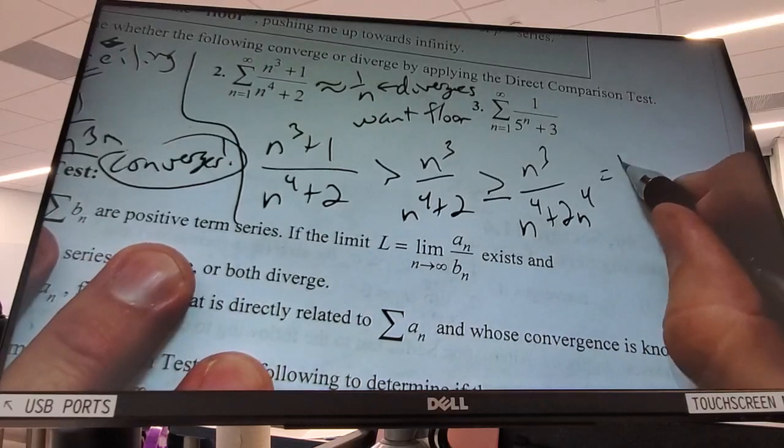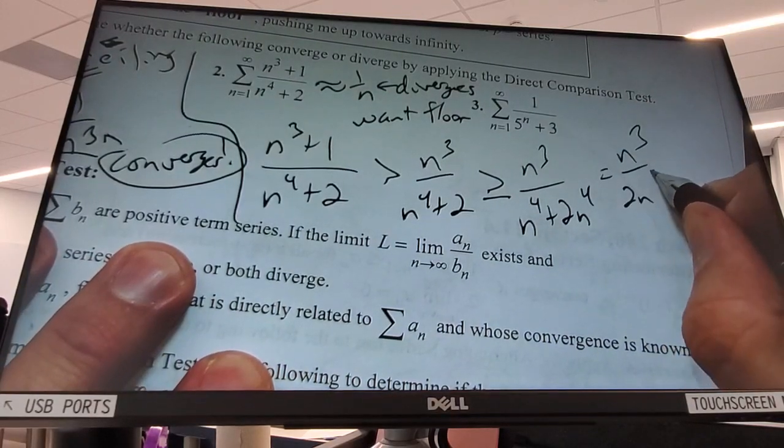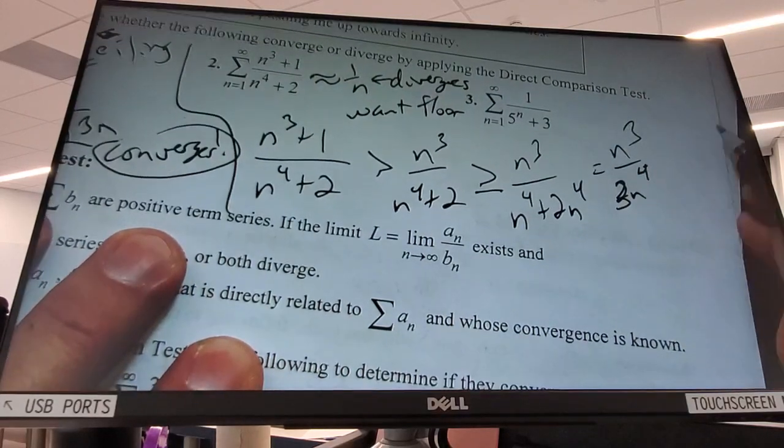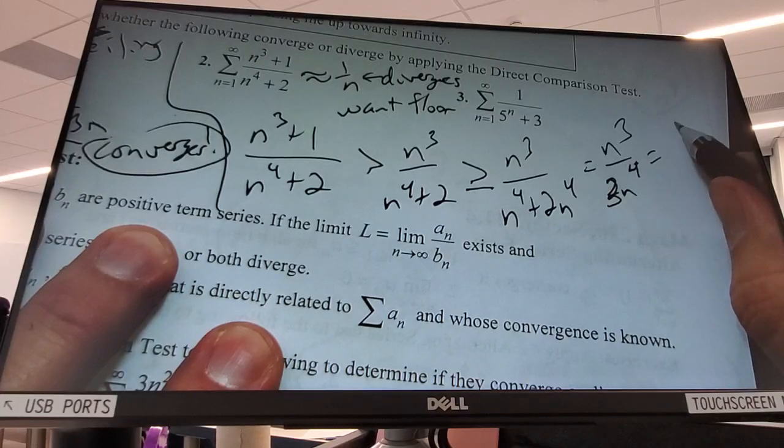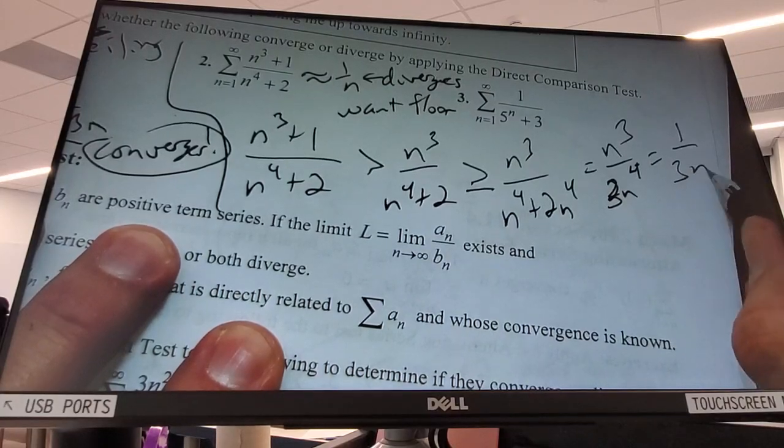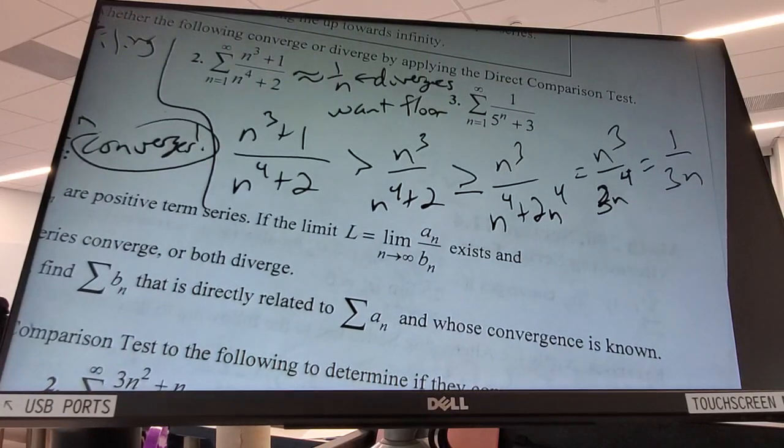Put it together. There you go. And then this becomes 1 over 3n. Constants don't bother us. 1/3 of something that goes to infinity still goes to infinity, correct? So all I care about is the n-dependent part. That is 1 over n. What does that do? Diverges. Since that's smaller, ours has to diverge. Do you guys get the idea?